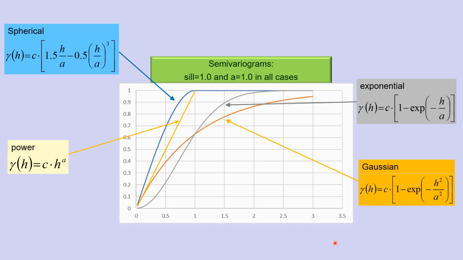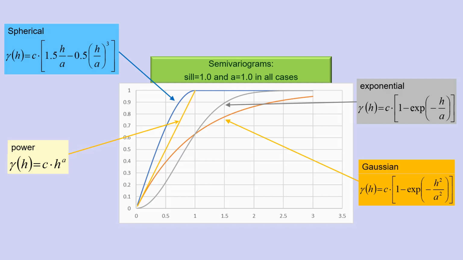I've plotted them all here for the case where the sill is 1 and the a value used in each of these equations is 1. These equations all have the right shape. They start off small, they're asymptotic to a value. More importantly, they all result in a covariance matrix which is positive definite. And the importance of that we talked about earlier. So these are the four functions that are often used to characterize a variogram.